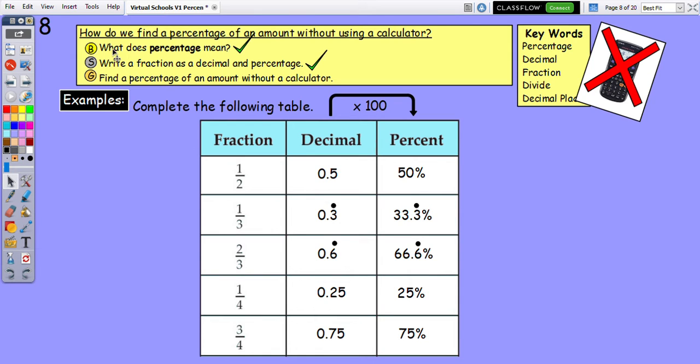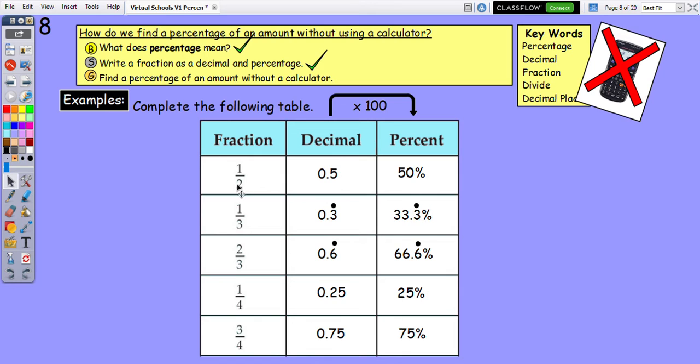So the first outcome, as a reminder, is what does percentage mean? The second outcome is us writing and converting a fraction to a decimal and percentage. Okay, so please be aware that these are all linked. They're all the same, and it makes your life a lot easier if you can see that.